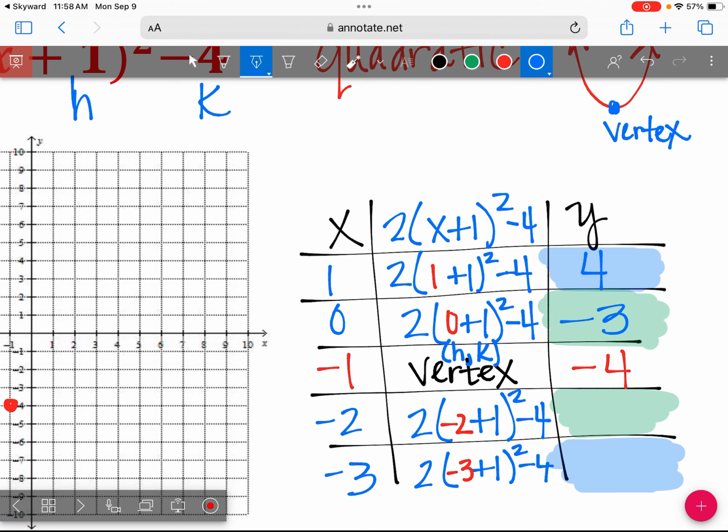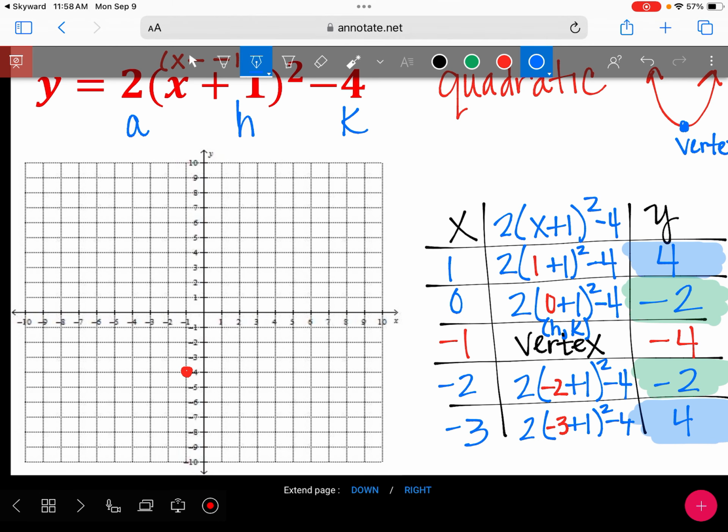-1 squared. Wait, that is not right. Hold on. 1 squared is 1. 1 times 2 is 2. And 2 minus 4 is -2. So I'm going to just fill in the rest. And you all make sure that these are the right numbers. That's what I got without a calculator. So verify it. If you agree, go ahead and graph it. It should make a smile.